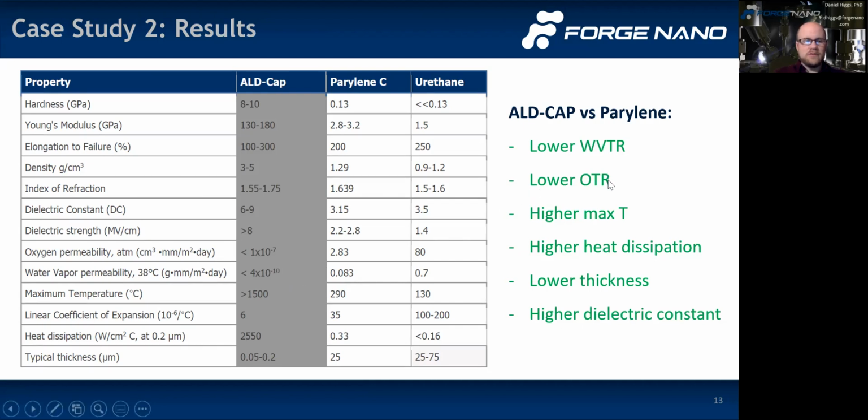Also, the oxygen transmission rate, or the oxygen permeability, is much lower for the ALD-CAP, again by many orders of magnitude. The ALD-CAP can operate at a much higher temperature because it's a metal oxide coating compared with Parylene's organic coating. You're not limited there. In fact, the ALD-CAP coating can withstand temperatures above 1,500 Celsius, which makes it attractive for certain high temperature applications as well. Additionally, high heat dissipation, lower thickness, and higher dielectric constants are benefits of ALD-CAP over Parylene.